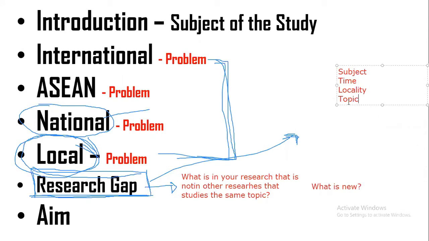If your topic is really unique and novel, when we say novel, really new, that no other researches have been found that are related to your research, then that is a very novel kind of research. So those are in the research gap.